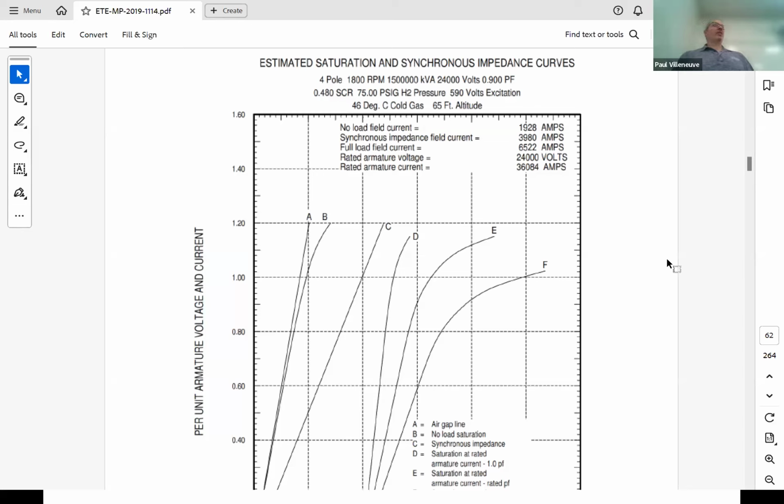Remember I talked about really big generators needing to be cooled by hydrogen to reduce their friction and windage losses. What is H2? Hydrogen, right? Hydrogen in its natural form. You can't do H1 because it's not stable. And then you don't really care too much about the excitation, but just for giggles, 590 volts excitation, that's the nominal DC voltage that goes to the field winding. It also gives you some information about temperature and all that stuff.